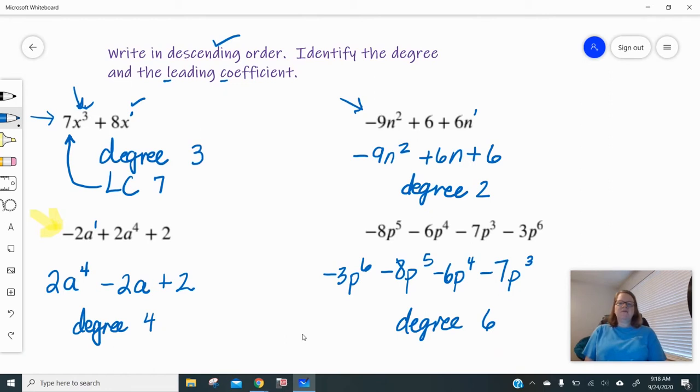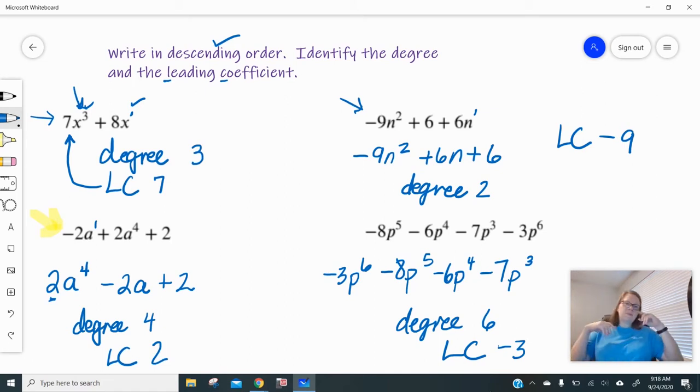So the leading coefficient on the next one is -9. And the leading coefficient here is 2. And the leading coefficient on the last one is -3. So it's good that we were told to put it in descending order, but honestly, if you've got to find the degree and the leading coefficient, then whether it asks you or not, go ahead and put it in descending order, because then you just know it's that very first term. If it's in descending order, the first term is going to have the leading coefficient and the degree right there in it.